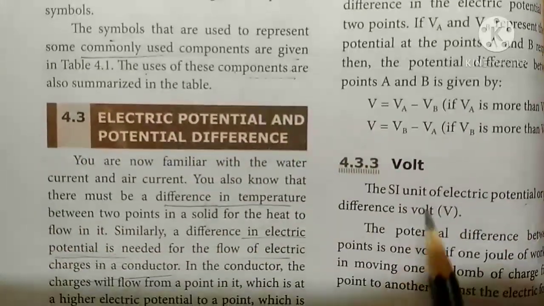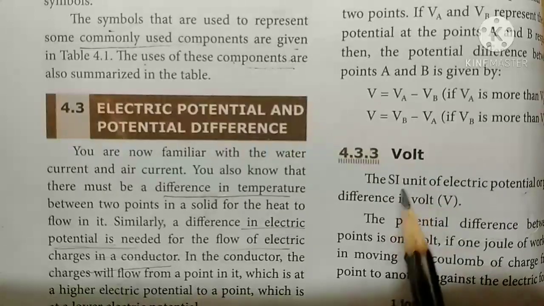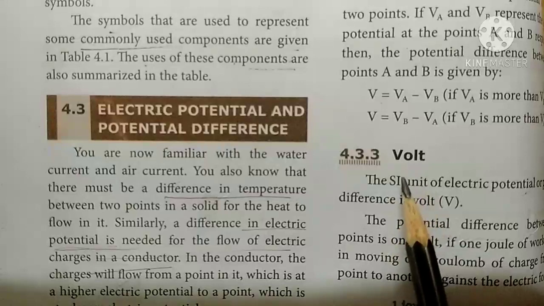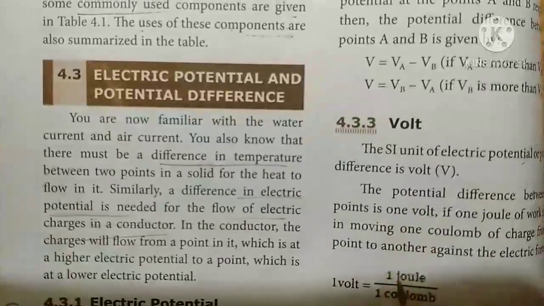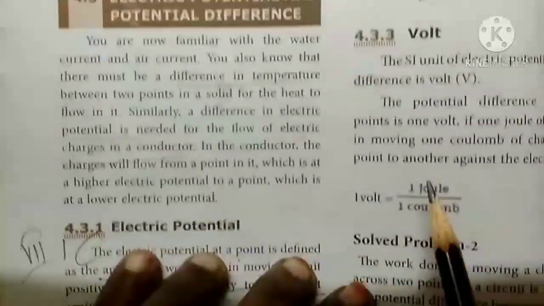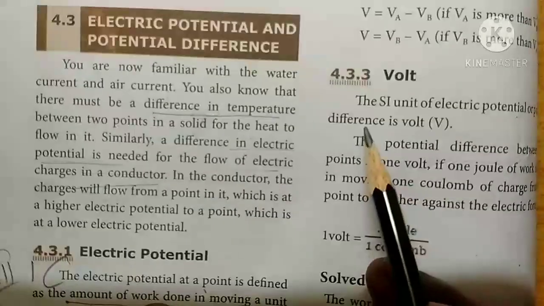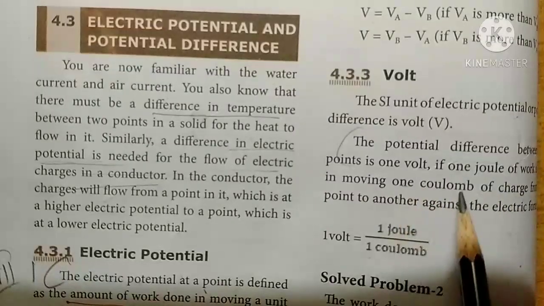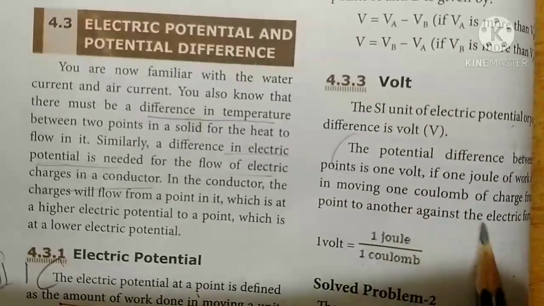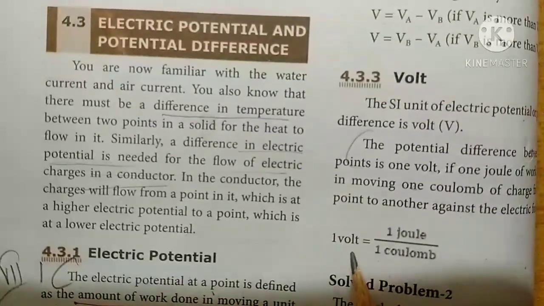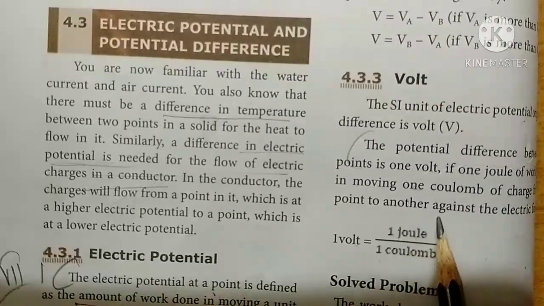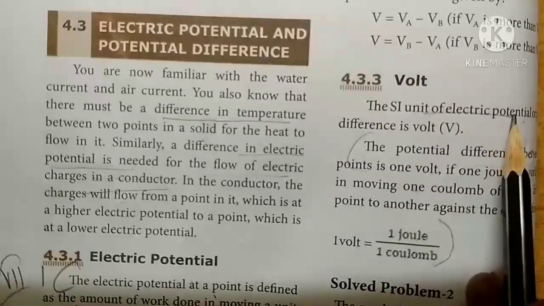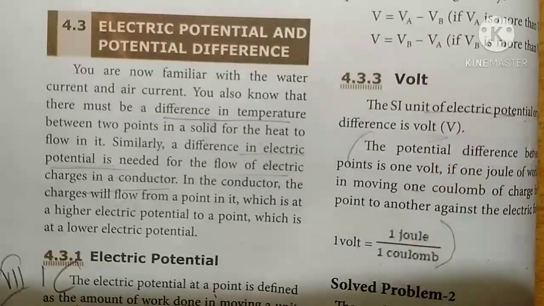Next question. It's not a book back question, but you have to mark here. Define 1 volt. The potential difference between the points is 1 volt if 1 joule of work is done moving 1 coulomb of charge from one point to another against the electric force. 1 volt is equal to 1 joule by 1 coulomb. Just mark this: the unit of electric potential difference is volt.